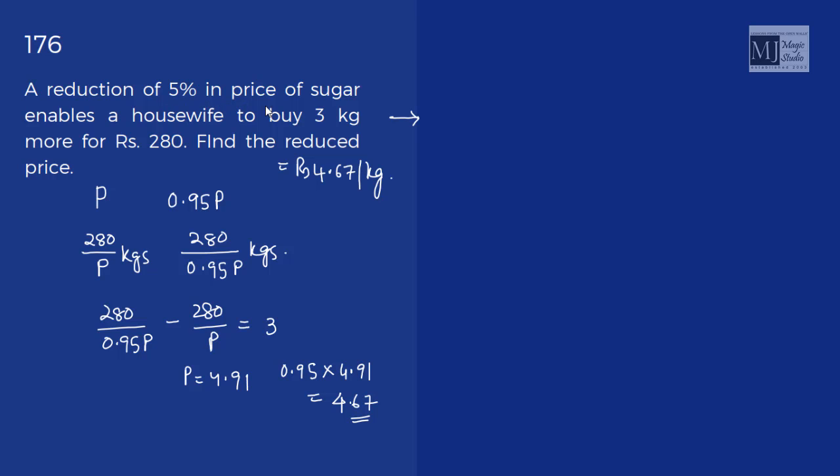Reduction of 5% in price of sugar. That means the price goes down by 5%, that is 1 by 20. If the price goes down by A by B, the consumption should go up by A upon B minus A, that is 1 by 19, because expenditure is unchanged. Now 1 by 19 is equivalent to 3 kgs. That means 1 is equivalent to 19 into 3, that is 57 kgs.